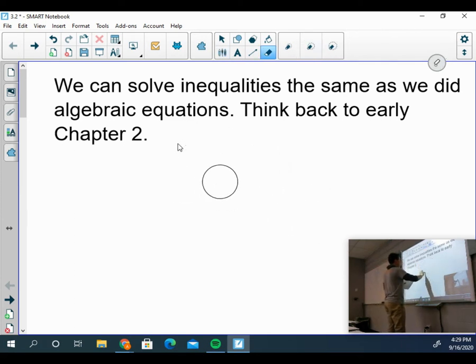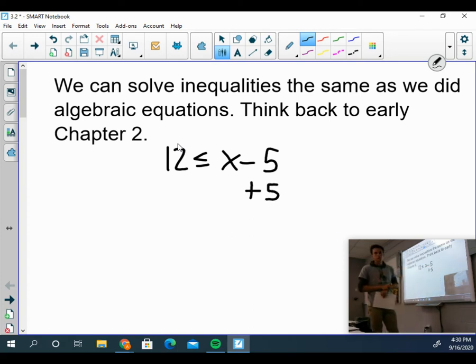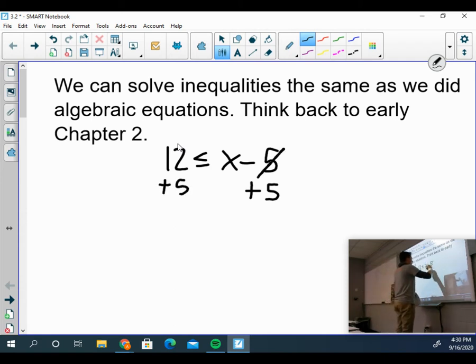Let's try another example. Say I have 12 is less than or equal to x minus 5. Again, I'm trying to get the variable by itself. Go ahead and pause the video, see if you can figure it out. Okay. What are we going to do here? Well, we want to get x by itself, and that pesky minus 5 is attached to it. So how are we going to remove it? Do our inverse operation. Add 5 to both sides, because what we do to one, we must do to the other. And I get 17 is less than or equal to x.